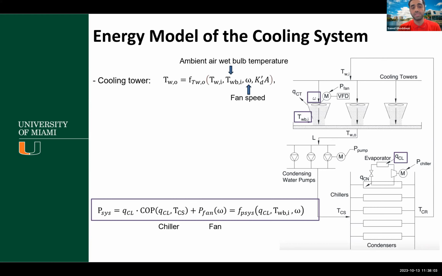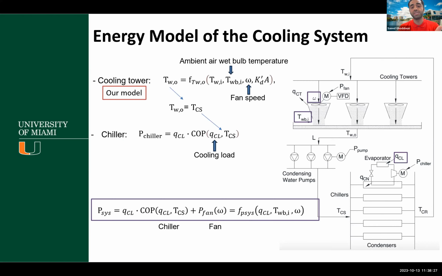To have an energy model of the cooling system, first we need to model the cooling tower. I'm going to show you how we can model the cooling tower. In our model, we can project the leaving water temperature of the cooling tower based on inputs. Two important inputs are the ambient air wet bulb temperature and the fan speed. Based on this projected temperature, which also affects the efficiency of the chiller, we then model the chiller.